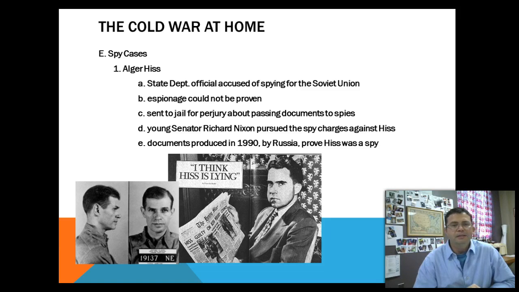Two big spy cases take place during this time period in United States history. The first, Alger Hiss, is accused of spying for the Soviet Union. His espionage can never be proven. The case is taken up by a young senator, Richard Nixon. He'll become famous in the 50s and 60s.